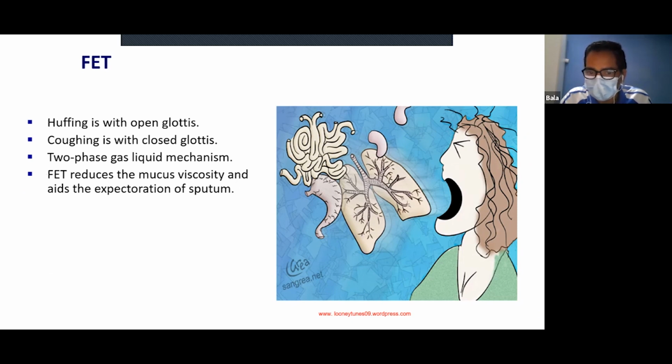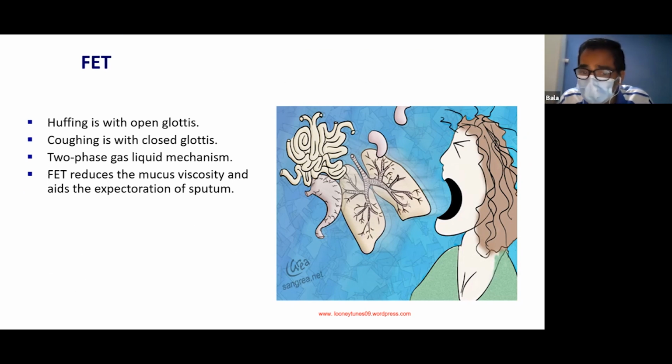So this diagram, I liked it. That's why I put it here. Sometimes your cough is very powerful. It can get the phlegm out of your system. But here we are dealing with a patient who has a very weak cough. When you open the glottis, that is huffing. When you do it with a closed glottis, that is coughing. Sometimes you should decide which one is more suitable for the patient. You can either use huffing or you can use coughing.